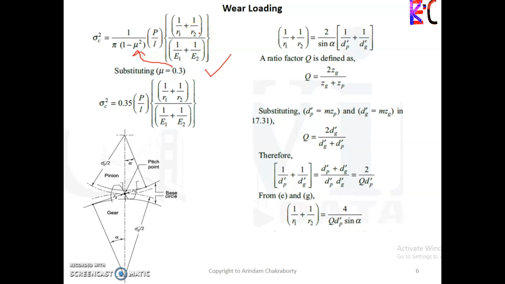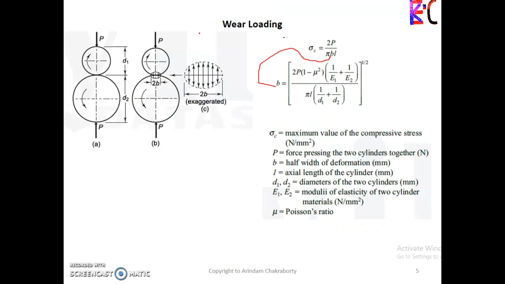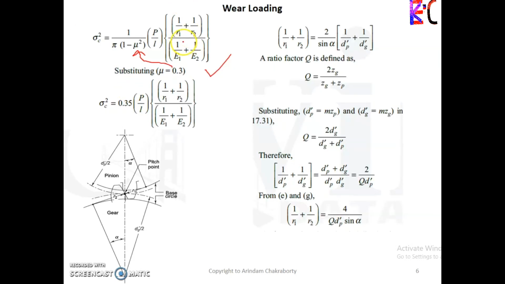How did they do it? At first it was d1 by d2. After that they reduced it to r1 by r2. After that they told that it will not be r1, it will be r1 dash, and r2 dash. Now the question comes, why have they done such things, why have they replaced it? This has been replaced with the radius of curvature.